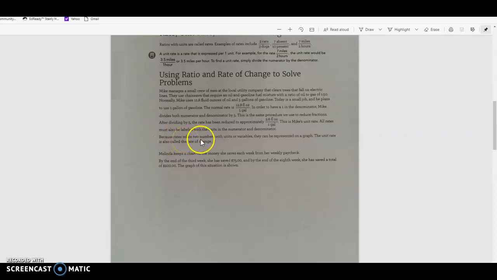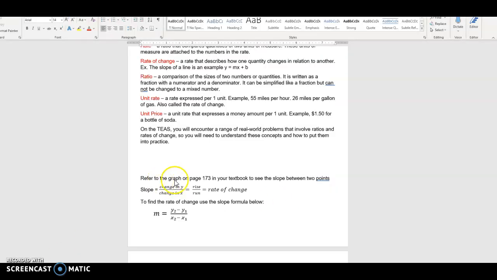Because rates relate two numbers with units or variables, they can be represented on a graph. The unit rate is also called the rate of change. I want you to refer to the graph on page 173 in your textbook to see the slope between 2 points. This is the formula that they are using. Slope is equal to the change in y over the change in x, rise over run, or the rate of change. If you've done a class where you talked about slope, you've used rise over run or change in y over change in x.